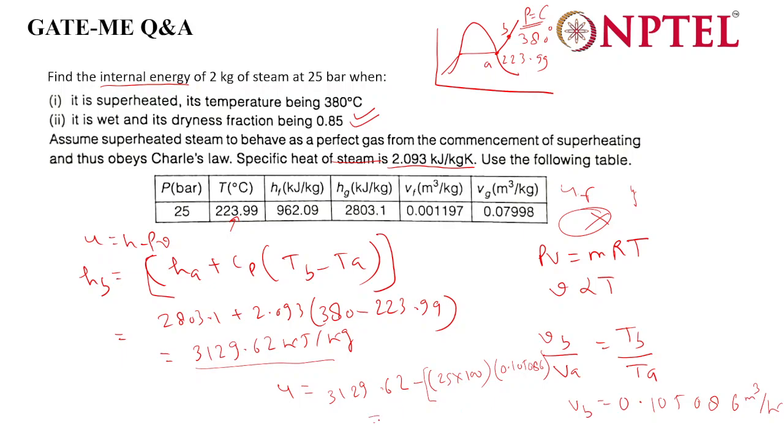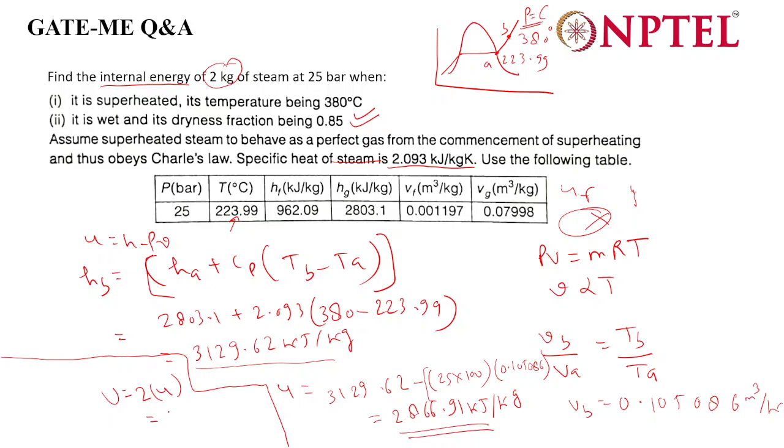So after solving, how much is it coming? 2866.9. What is the final answer? This is the mistake point. This is kilojoule per kg, so you have to multiply by 2. Everything you will do correct, but at the end you commit a mistake. Then what is the point of it?